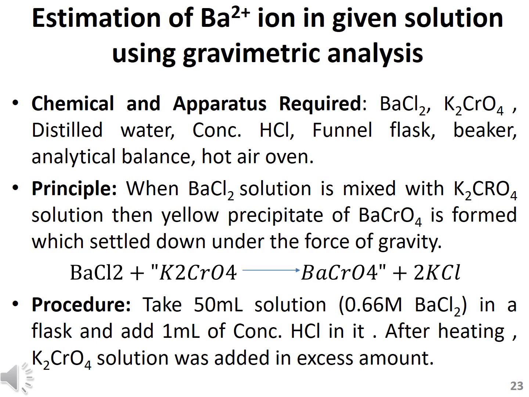For the procedure, you just take 50 ml of the barium chloride solution in a flask, and then add 1 ml of concentrated HCl to enhance its solubility. After heating, an excessive amount of potassium chromate will be added to the analyte solution. And when we add the chromate solution into the barium solution, immediately the yellow precipitate will start to form.